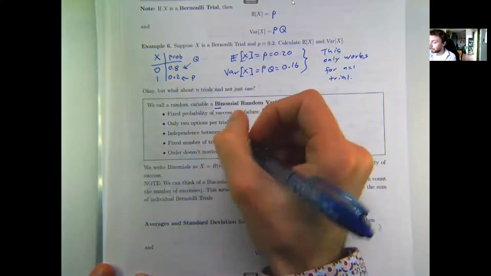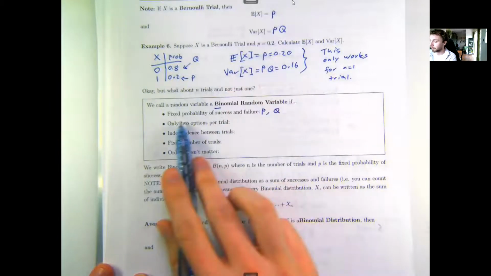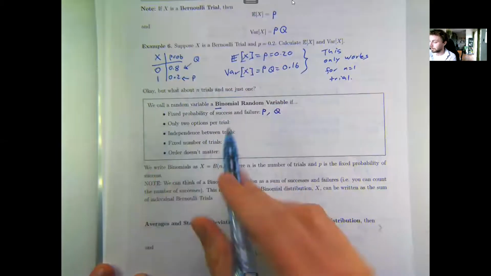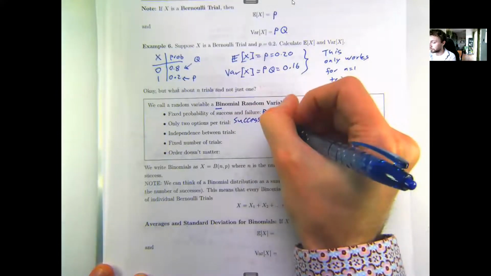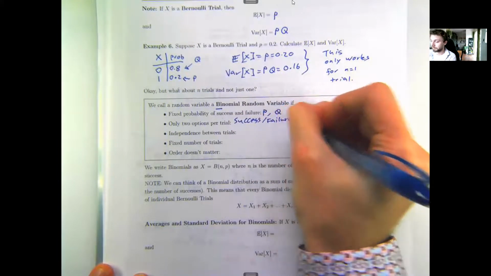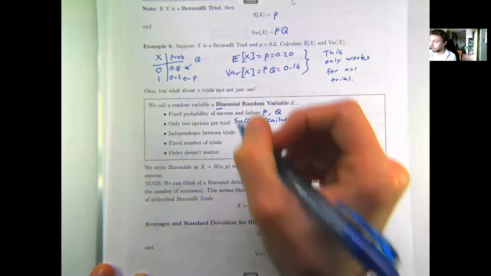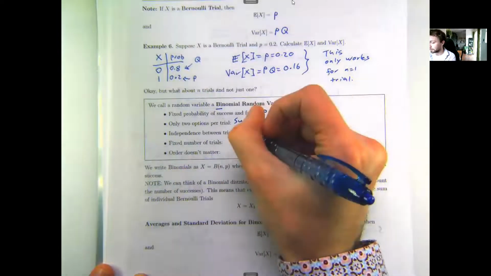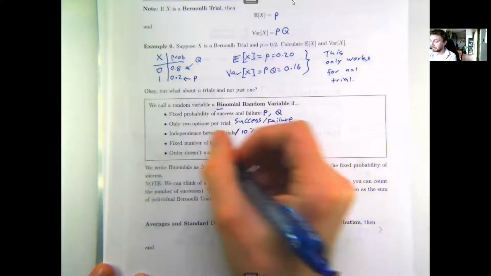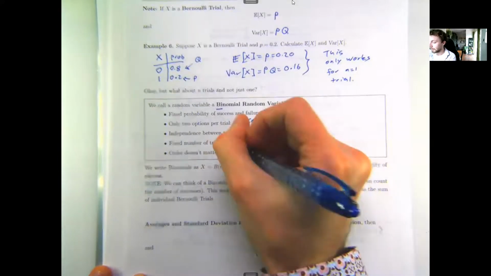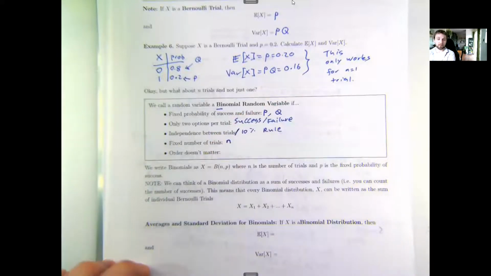Binomial means many trials. So there is a fixed probability of success or failure. It is either a success or a failure as you go. I want to have independence between my trials. The backup for this is the 10% rule. And now, instead of just 1, I want to consider n of these things.